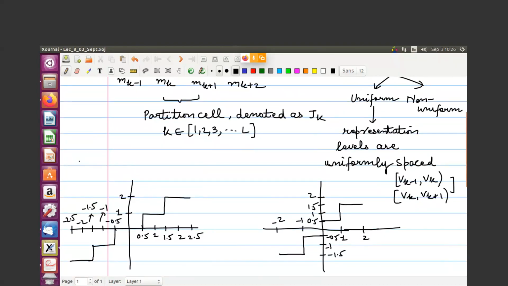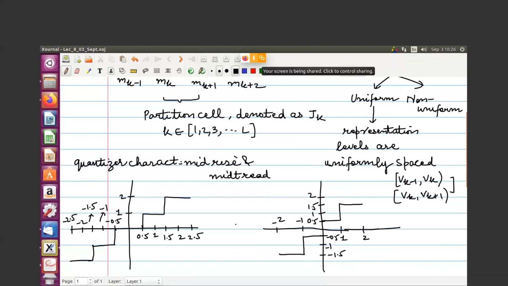I have drawn it. This quantizer characteristic can be of two types. It's mid-rise and mid-tread. Okay. Now, what is the meaning of it? In general, you will find that the quantizer characteristic is a staircase function, that it has to be, because it has to map an interval to a level. So it has to be a staircase function.